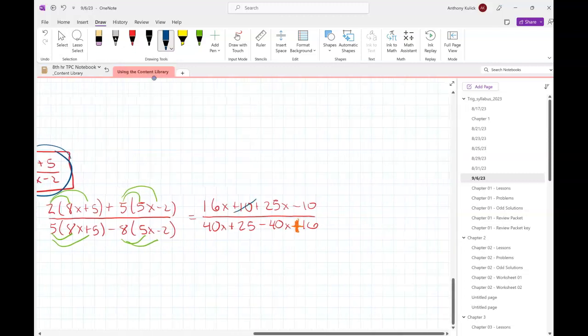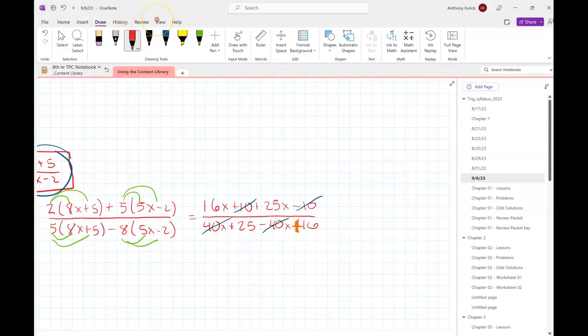Combine some like terms at this point. So 16x and 25x is 41x. And then 25 and 16 is 41. Hey, what do you know there? 41 over 41, that cancels out, and I'm left with just the x. Yes.